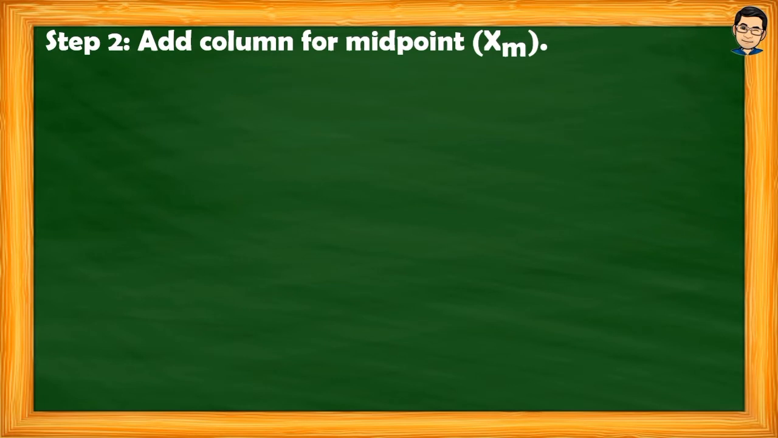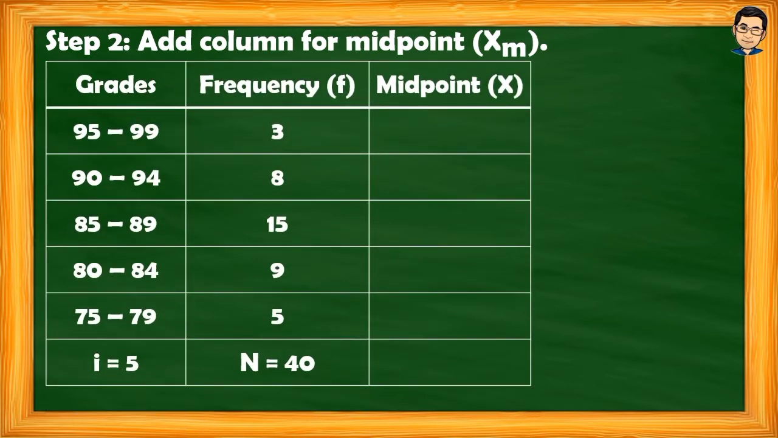So, step 2. For the second step, kasi given na yung frequency distribution table natin. Anyway, pag hindi siya given, pwede naman natin yun i-construct. Usually given naman agad yan, yung ating frequency distribution table. So, add column for midpoint. Mag-add tayo ng column for midpoint. Lista natin yung grades na 95 to 99 para makuha natin yung midpoint, o yung median.